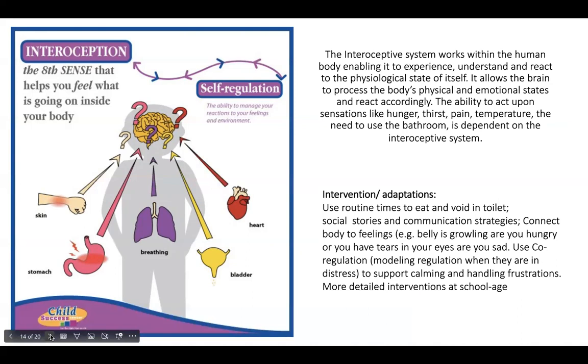They start to make the connections between that feeling in my stomach means I'm hungry and I need to eat. You know, this pressure in my abdomen, that means that I need to go and use the toilet, or this wetness in my pull-up means that I peed and I need to get changed to feel more comfortable. So this is really a foundational skill for really understanding our emotions.